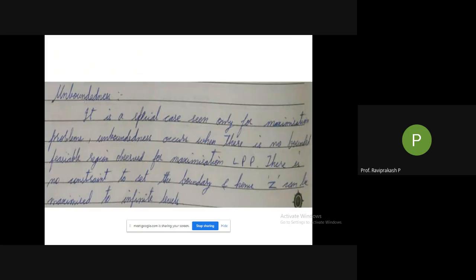Next, moving to unboundedness. This is the third special case, unboundedness. We have already seen where the feasible region is not completely covered, where one side or the other it is open. This is called unboundedness. We have already seen two problems, and we'll solve one more problem so we get to know what unboundedness is. After writing this, we'll solve a sum, then move forward. You can write: it is a special case.